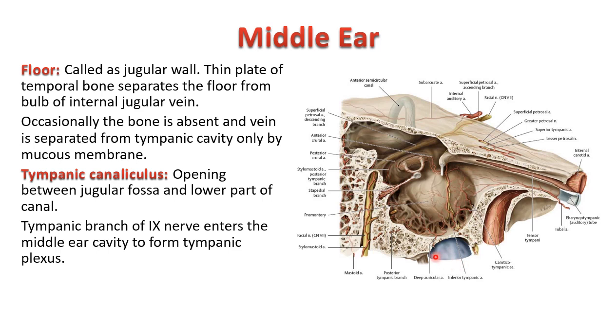So the floor is the jugular wall, the internal jugular vein is related to it, and you have the tympanic canaliculus for the tympanic branch of the glossopharyngeal nerve.